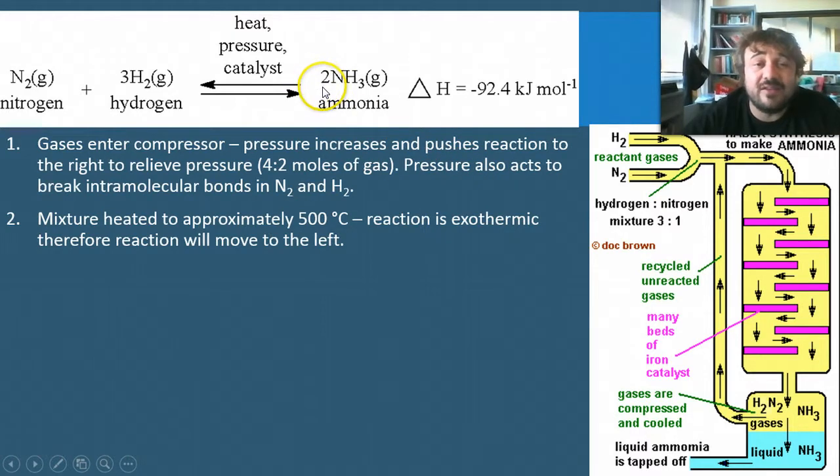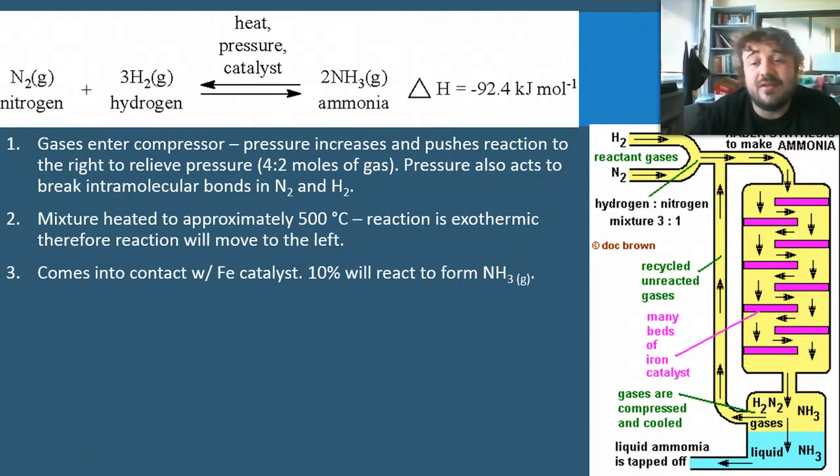All right. So the mixture is then heated to about 500 degrees Celsius. Now, as the reaction is exothermic, it will move this way to the left. So you see that we have to balance it. Now, it will come into contact with the iron catalyst. During this stage, and this is where the reaction occurs, only about 10% will turn from gaseous nitrogen and hydrogen to ammonia.